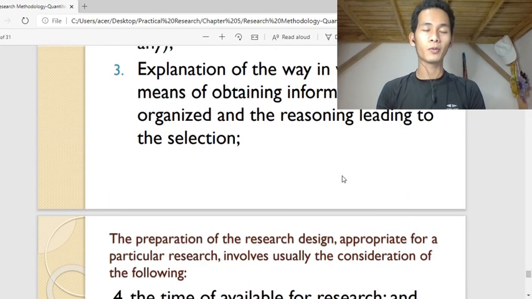That would be all. I will be doing another lecture for sampling frames and how to compute sample size, and then last will be data gathering instrument.